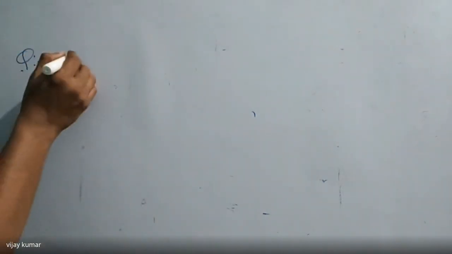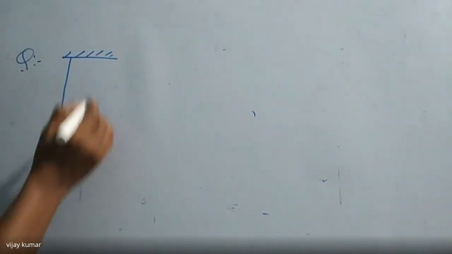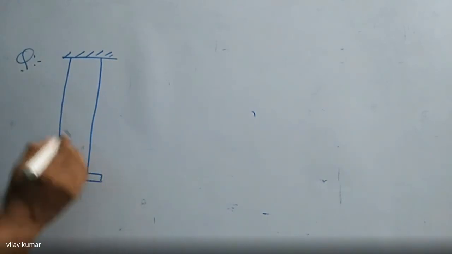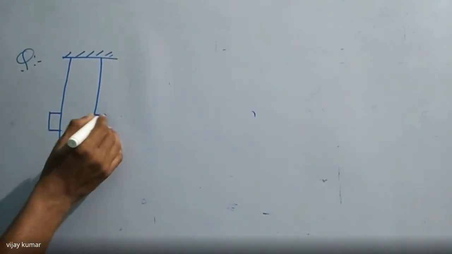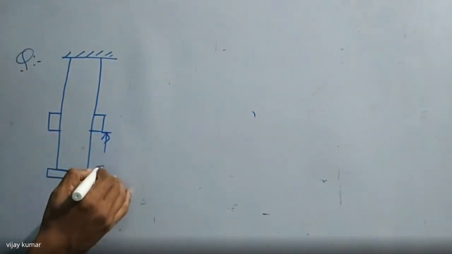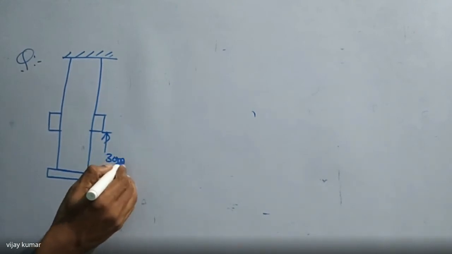Okay, so this is another problem. A uniform weight falls by 30 mm on a collar rigidly attached. So this is the problem given. This is the collar, and this is the weight, which is 30 mm distance from the bottom end. That is a 30 mm height.